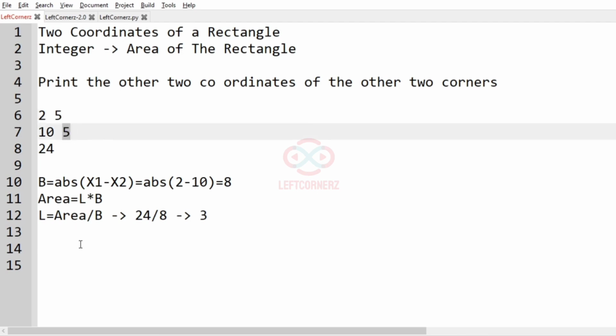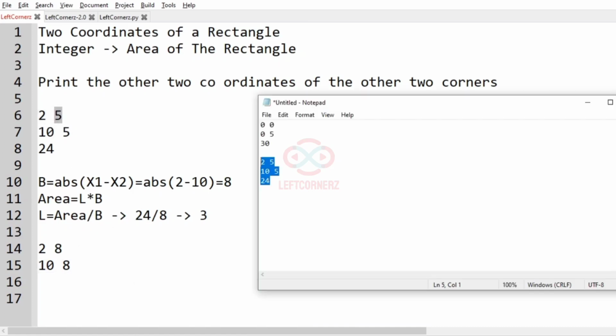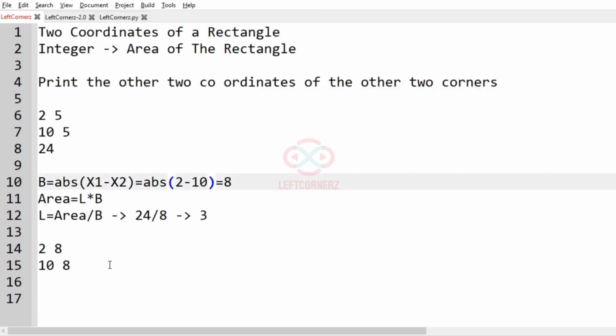So after finding the length, you have to add this length to y1 and y2. So 2, 8, 10 and 8 will be our required output. In this first test case, the x1 and x2 are same. So we are finding the breadth and adding it to the coordinate. Similarly, in the second test case, we are finding the length and adding it to the y1 and y2 coordinate. This will be our required output.